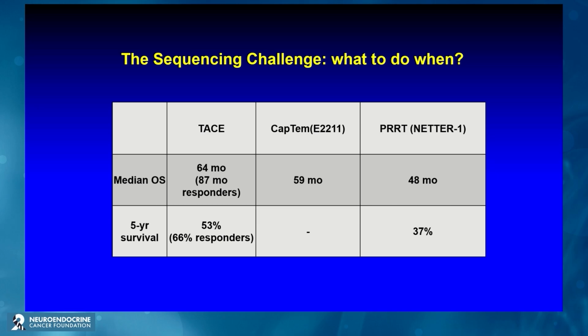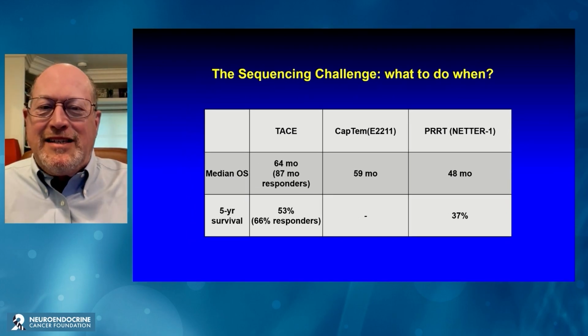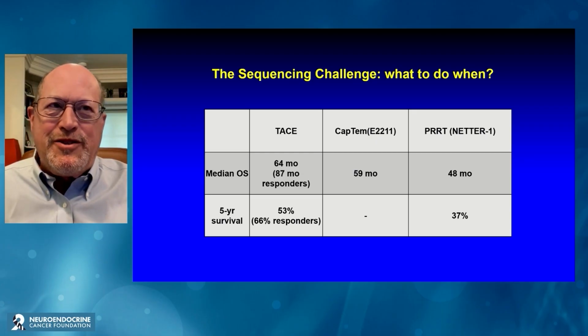The NETTER-1 trial, the prospective trial of Lutathera in the United States, had a median overall survival of 4 years, a 5-year survival of about 37%. The trial of CapTEM had a median overall survival of about 60 months or 5 years. We don't have prospective survival data from big trials in bland embolization or chemoembolization, but we do have about 40 years of retrospective data, and it looks like median survival is about 64 months, and even better if you responded well, at the 5-year survival is over 50%.